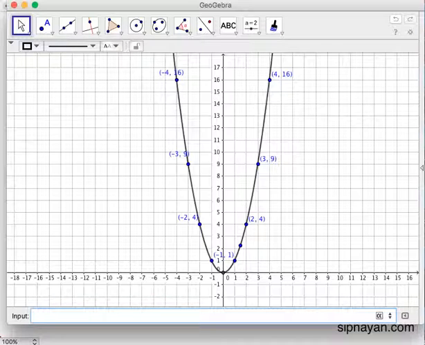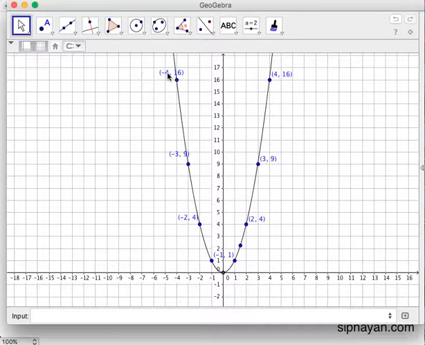Ano napapansin nyo? Symmetric siya sa many properties. Una, symmetric siya sa y-axis. Ibig sabihin, ano yung mukha niya dito, ganun din yung mukha niya dito. Merong line of symmetry. Also, kung mapapansin ninyo, meron tayong pare-pareho yung y values na magkaibang x. For example, negative 3, 9, 3, 9. I think that's one of the properties pag symmetric siya with the y-axis.